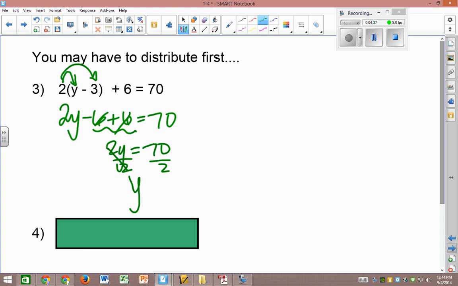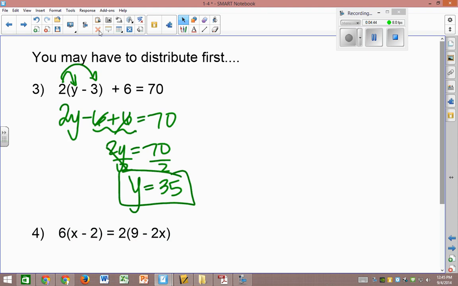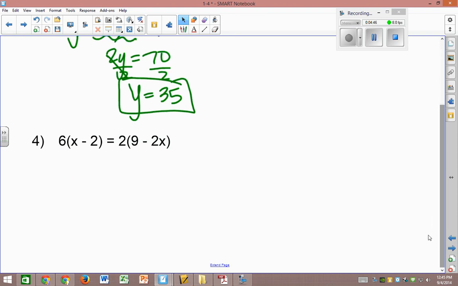Hey, easy breezy, beautiful. Here we go. Alright, now we have to distribute a couple of times. That's okay. So distribute, I get 6x and minus 12.